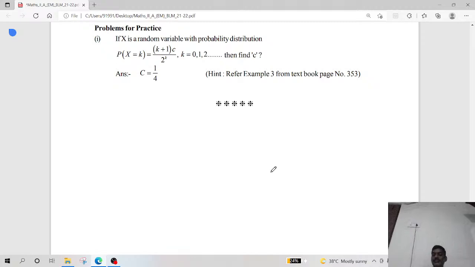For c we have 3 values. Same model question. Okay, thank you students.